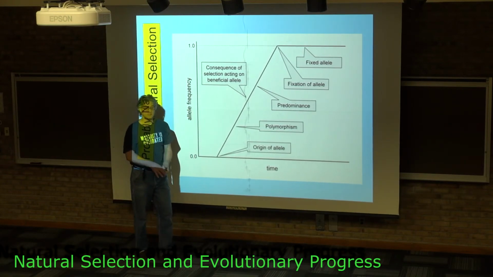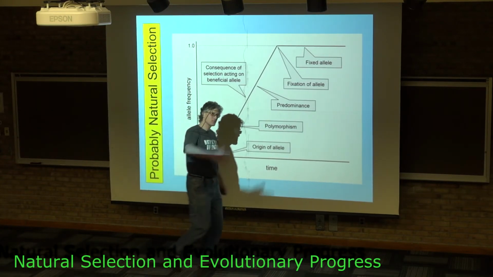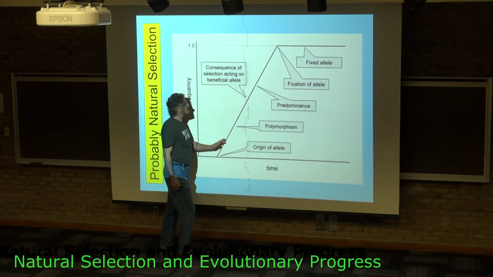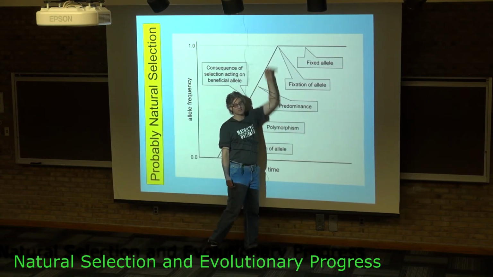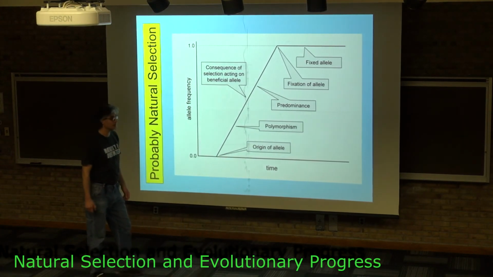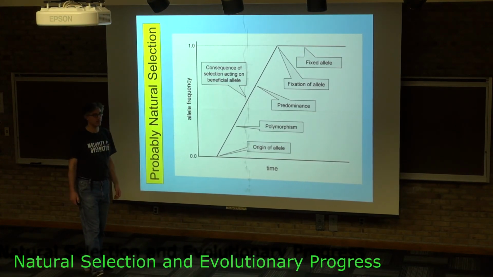But the randomness, I mean, this would be a random process marching through time. It's all over the place. Whereas with natural selection, you get this very deterministic marching of the allele up from its origin through to its fixation within the population.